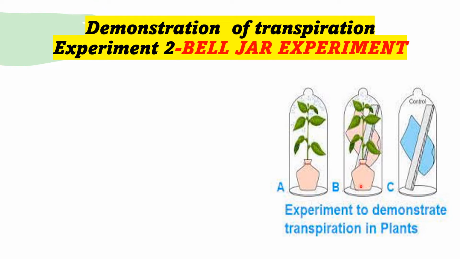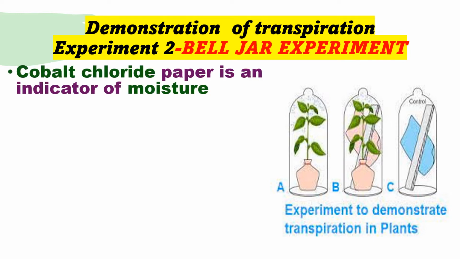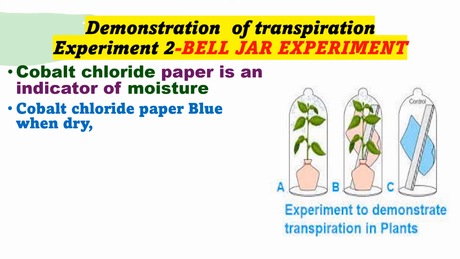In setup B, arrange another similar plant and cover it with a bell jar. But we have to place an indicator of moisture. The indicator of moisture is cobalt chloride paper. Cobalt chloride paper is an indicator of moisture. We have to place a dry cobalt chloride paper, which is blue in color. Then a blue cobalt chloride paper we have to place inside the bell jar in setup B.